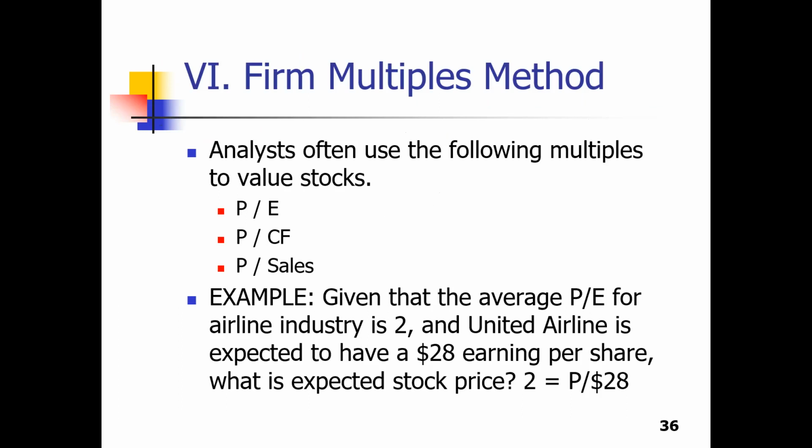Okay, so this is the multiple method that we use, very easy. Particularly the PE ratio is something you should do for SAP also. Take the average PE ratio for the industry, then calculate their E, or earnings per share, and figure out the stock price this way too.